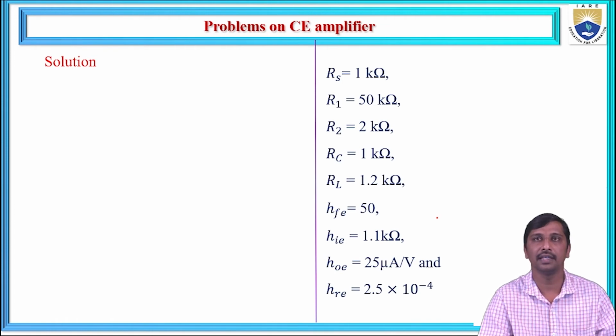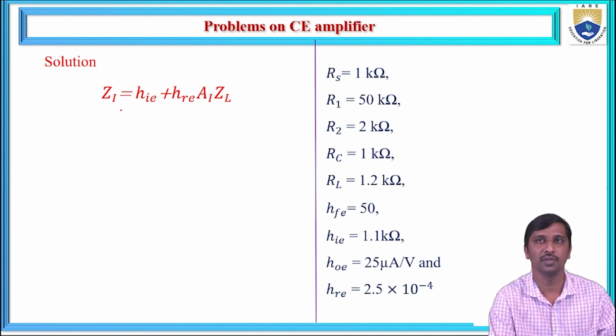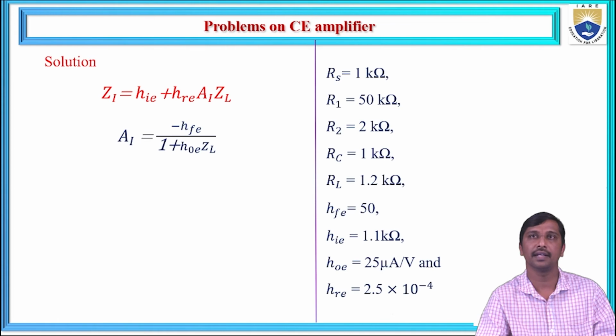Now we need to calculate, first, the input impedance ZI. From this model, we know from the exact model analysis that ZI is represented as HIE plus HRE into AA into ZL. If you observe this mathematical representation, HIE is a known parameter, HRE is a known parameter, ZL is also a known parameter, and the unknown parameter is AA. So from this formula, first we need to calculate the current gain.